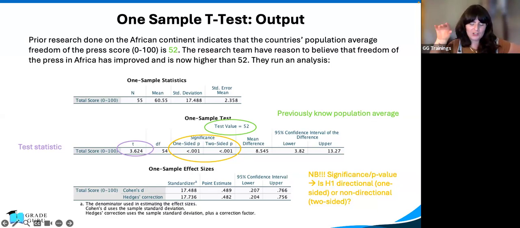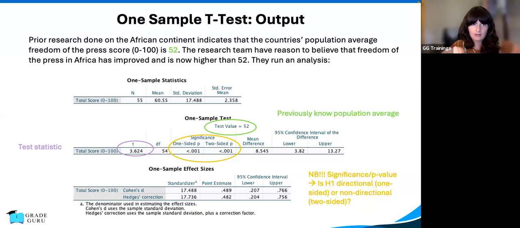So if you remember, your H0 was population average freedom of the press score in Africa. So that was your variable, freedom of the press score in Africa. Yeah, population average is 52. So because your p-value is less than 0.001, remember to reject H0, it needs to be less than 0.05, less than alpha, right? If p is low, H0 has to go. So in this case, we would reject H0.